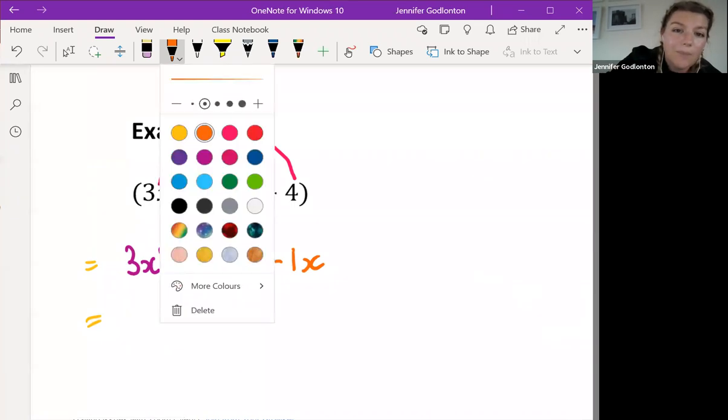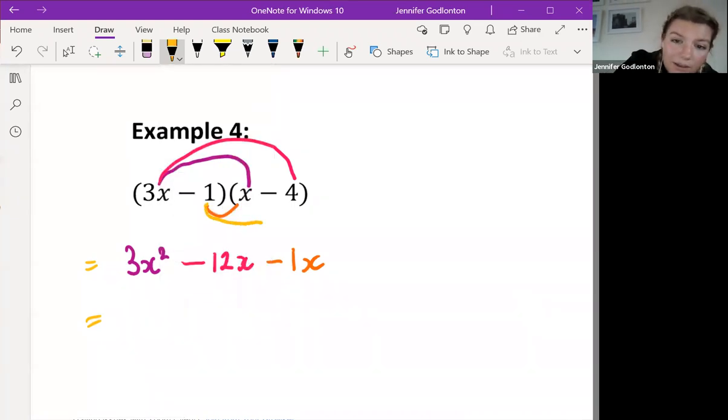Then our last step is we take lasts. A negative times a negative is a positive. 1 times 4 is 4. Now, if you got to this stage, that's really, really great. And I'm really proud of you.